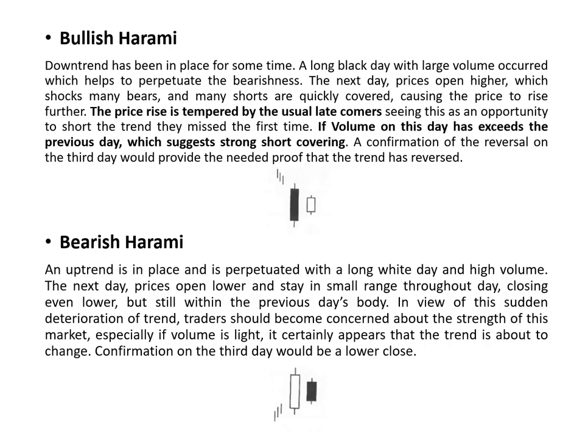Then the bearish Harami. An uptrend is in place and is perpetuated with a long white day and high volume. The next day, prices open lower and stay in a small range throughout the day, closing even lower, but still within the previous day's body. In view of this sudden deterioration of trend, traders should become concerned about the strength of this market, especially if volume is light. It certainly appears that the trend is about to change. Confirmation on the third day would be a lower close. So this is the bearish Harami.